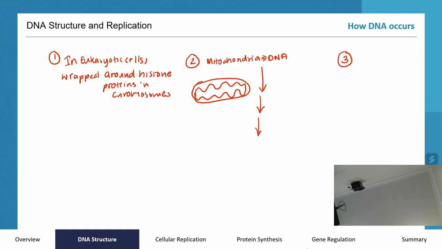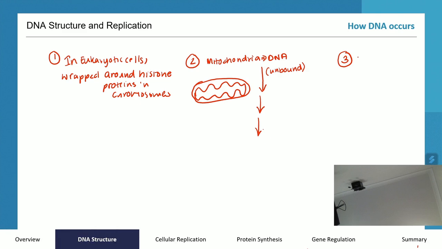This basically means that your mitochondrial DNA will be identical to your mother's, identical to your grandmother's, and this can actually be used to test for evolution or relatedness between organisms. So mitochondrial DNA, which is found unbound in organelles.